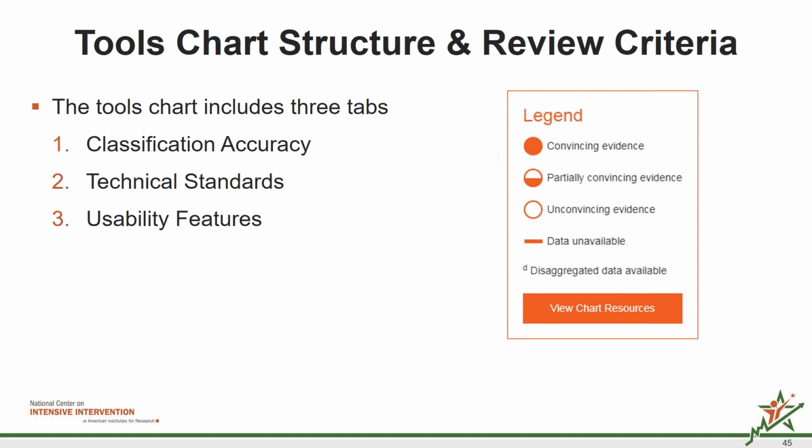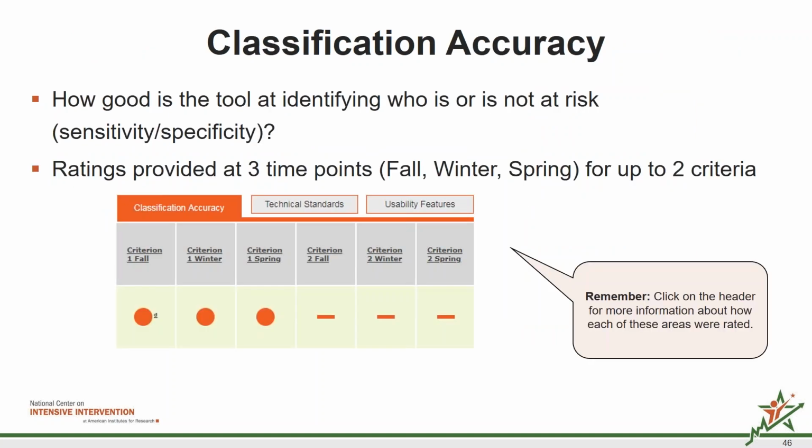The charts themselves include three different tabs, again really matched to that definition. One on classification accuracy, one on technical standards, the next on usability features, and they all have a similar legend that you can see up on the screen. So there's information about whether there's convincing evidence that was submitted, partially convincing evidence, or unconvincing evidence. And one thing we'll also see sometimes is that the data is not available, and that means that maybe that piece hasn't been studied yet. They weren't able to submit that information. Hopefully it will be submitted in future reviews, but that bar there shows that information. So go ahead on to the next chart.